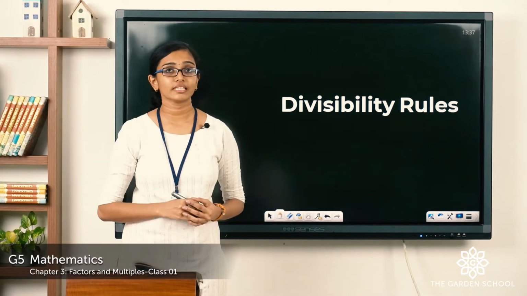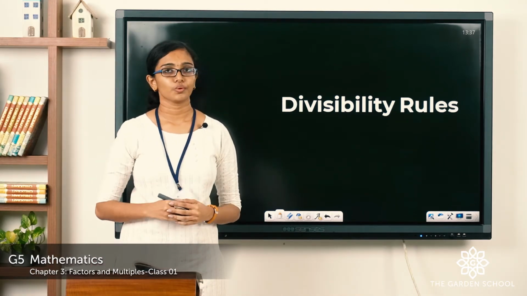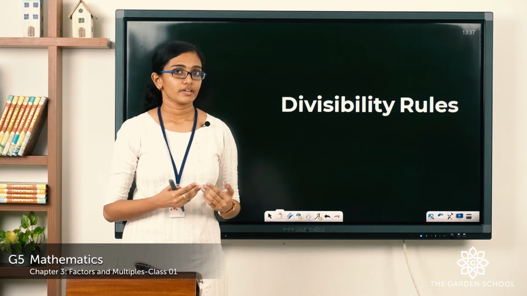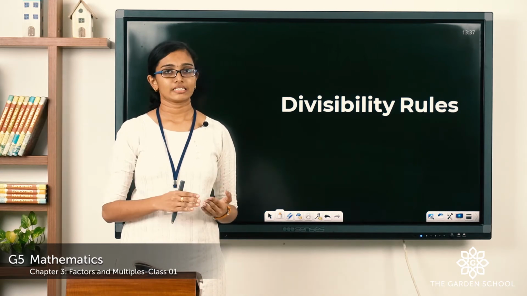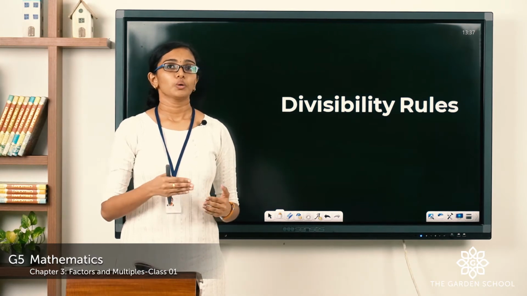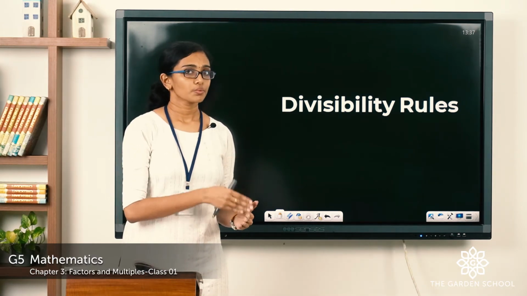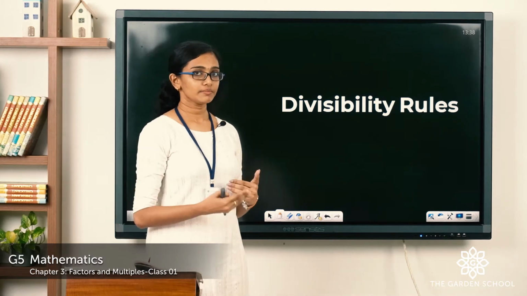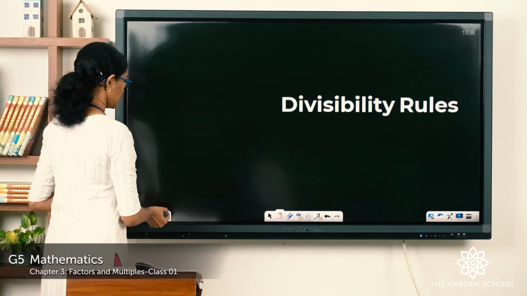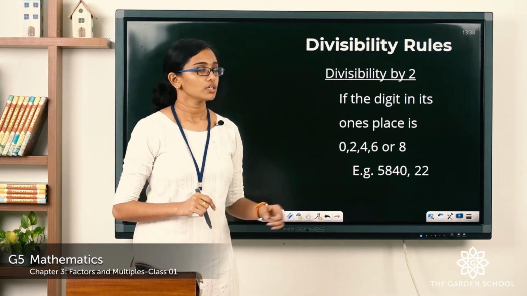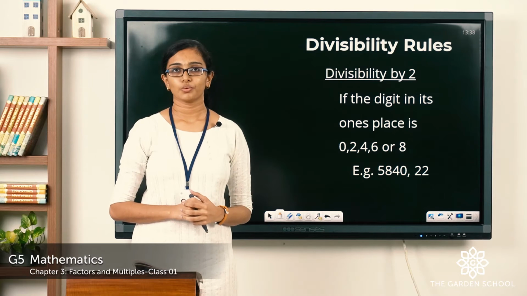Now, we'll see some divisibility rules. What are divisibility rules? It means to check if a given number is divisible or if it can be divided by another number, we can apply some rules to the given number without actually dividing it. So it helps us in the division process. We know all the numbers are divisible by 1, right? So let's start with the divisibility rule of 2.